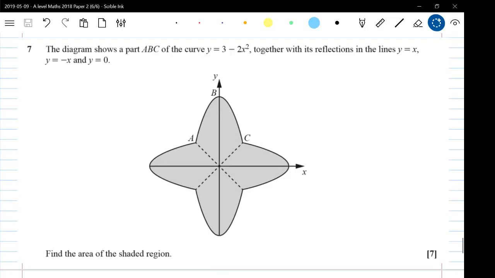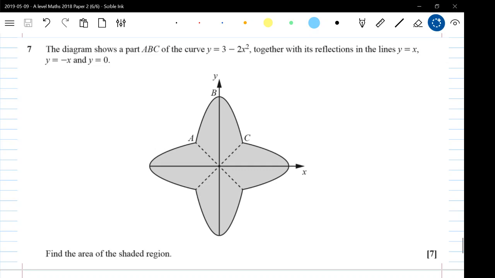So we're on question 7. The diagram shows part of the curve y = 3 minus 2x squared, together with its reflection in the lines y equals x, y equals minus x, and y equals 0. Find the area of the shaded region. Okay, well, what have we got going on with this?